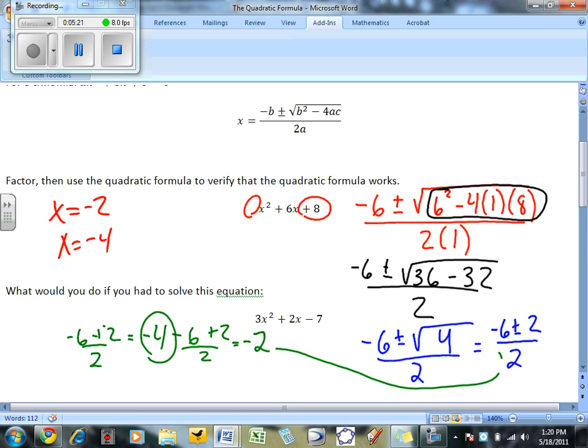Isn't that the same thing that we just got up here? Whoops, drew my arrows the wrong ones. All right, but the same thing we got up above. Our answers we got up above. This will always work. And right now, yeah, maybe that seems like more work than just factoring it. But let me give you an example down here.